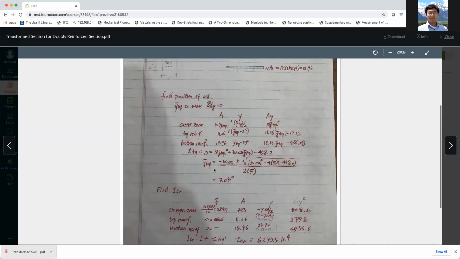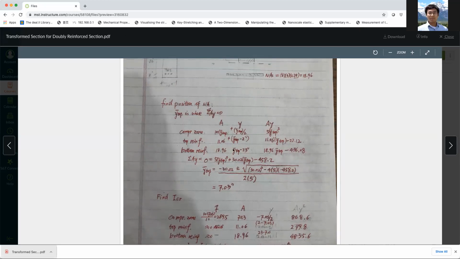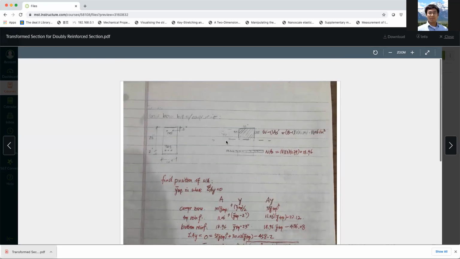I have uploaded this one to Canvas, so please take a look at it and let me know if you have more questions on this. That is about it on the transform section for deflection calculation.